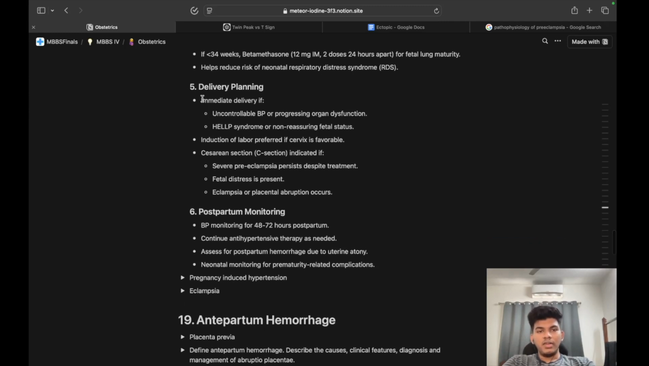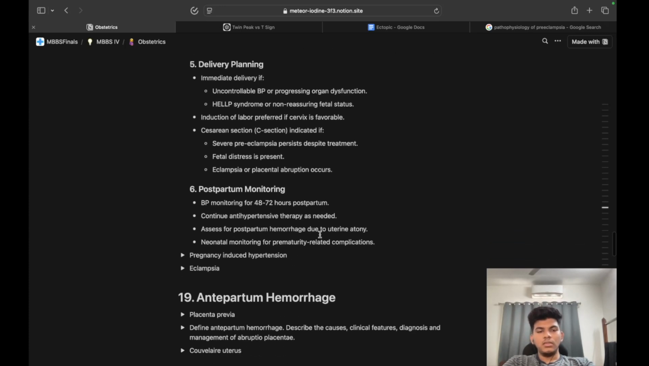Delivery planning: immediate delivery if uncontrolled BP or progressing organ dysfunction, HELP syndrome or non-reassuring fetal status. So in these cases, uncontrollable BP, organ dysfunction, HELP syndrome or non-reassuring fetal status, we do immediate delivery. Induction of labor preferred if cervix is favorable, and then C-section indicated if severe preeclampsia persists despite treatment, fetal distress present, eclampsia or placental abruption occurs.